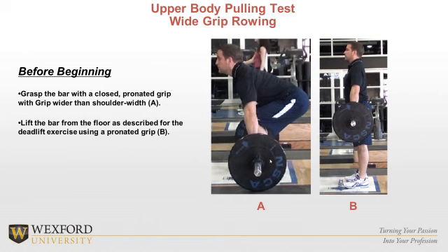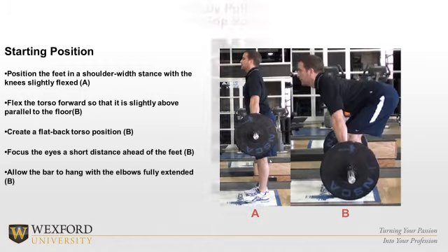Now, upper body pulling test. Now we're going to do wide grip rowing. Before beginning, you have to grasp a bar with a closed pointed grip, with the grip a little wider than shoulder width, and that's in position A. And you have to lift the bar off the floor as described, like in a deadlift exercise. We'll get to that later. But you use a pronated grip. Stand all the way up.